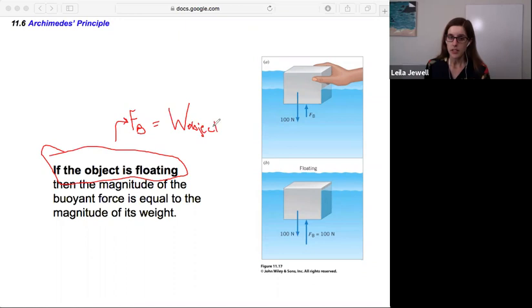And we can see this if we imagine, like, if we're lowering a block into the water, right? Then it has some weight, say 100 newtons. As we initially put it in, it's only displacing a small amount of water, right? That depends on however much volume is submerged.